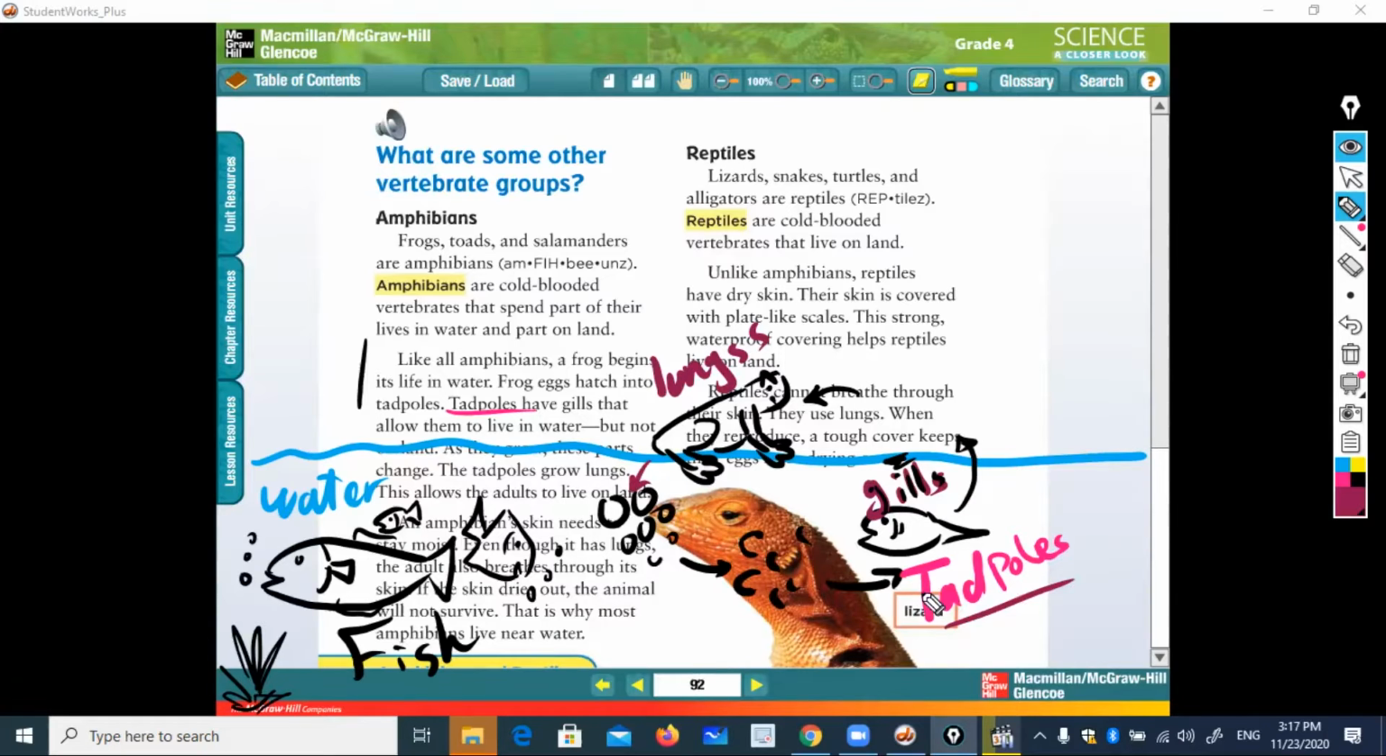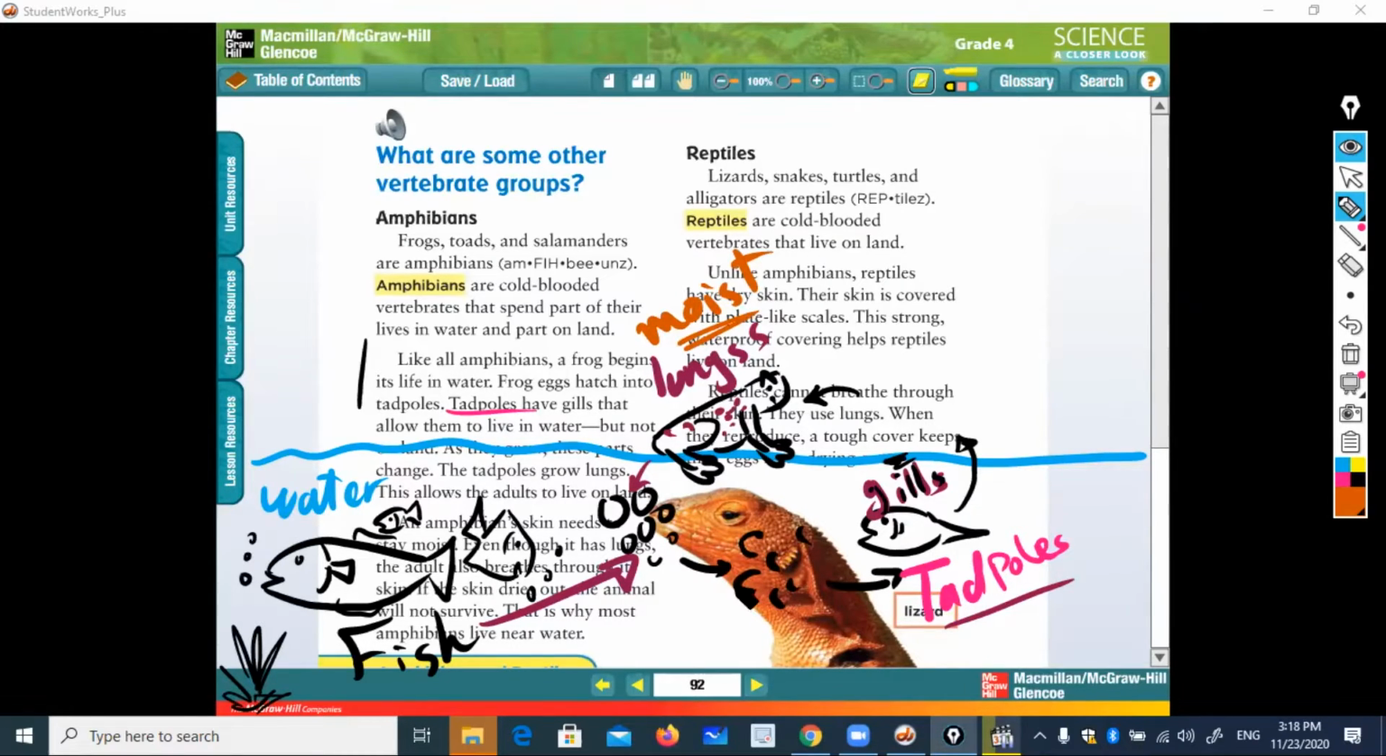Now, as you see here, the amphibians live part of their life under the water and another part of their life up on the land. The skin should be moist, guys. The skin will be moist, moist skin. Why? Because they like the water very much.